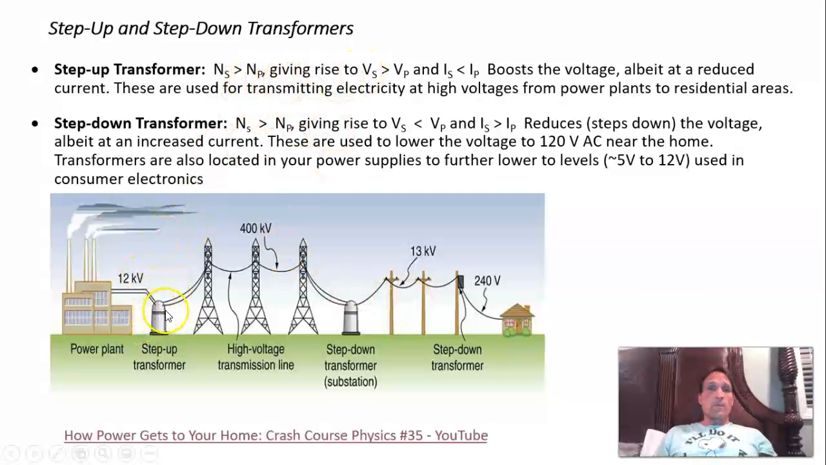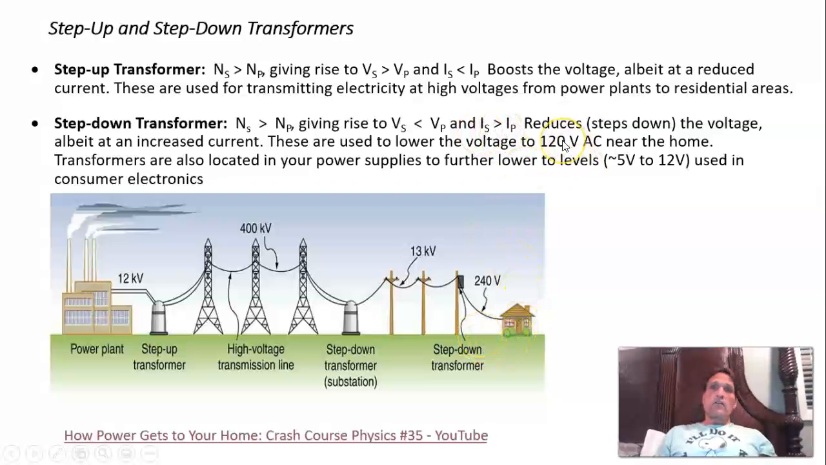So now we have a step-up transformer, which increases the voltage at a lower current. This high voltage goes through the power lines here, these transmission lines, gets down to these transformers near the home, and these are step-down transformers. Step down just means that this should be Ns is less than Np. My bad, I'll fix that. Ns is less than Np, which reduces the voltage and increases the current.